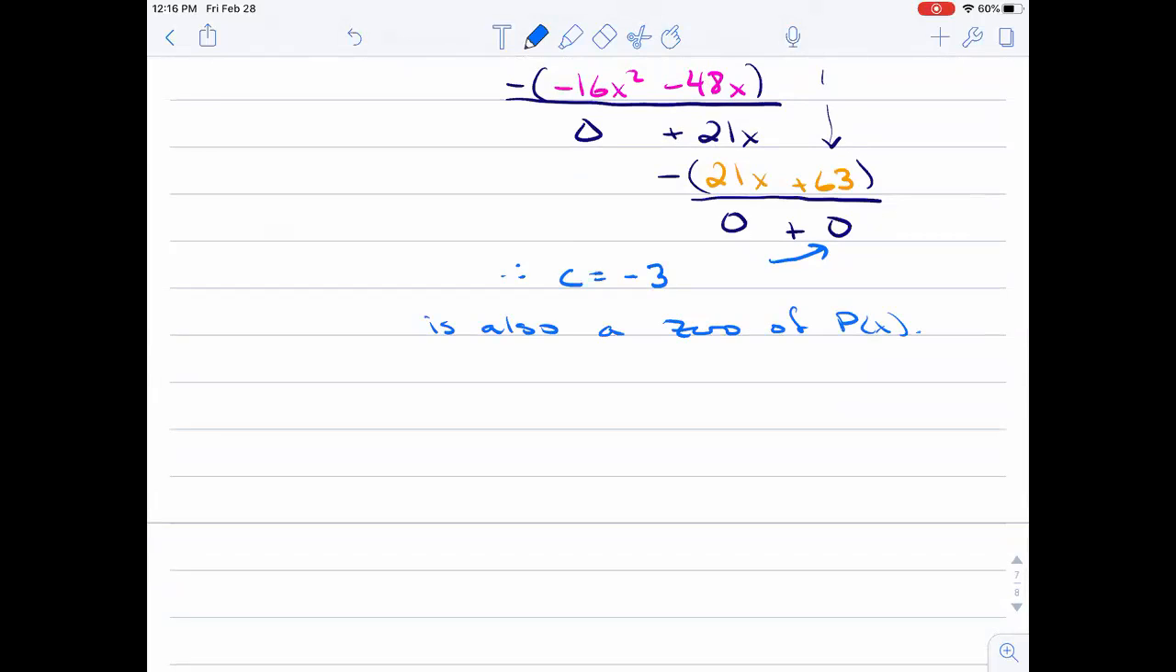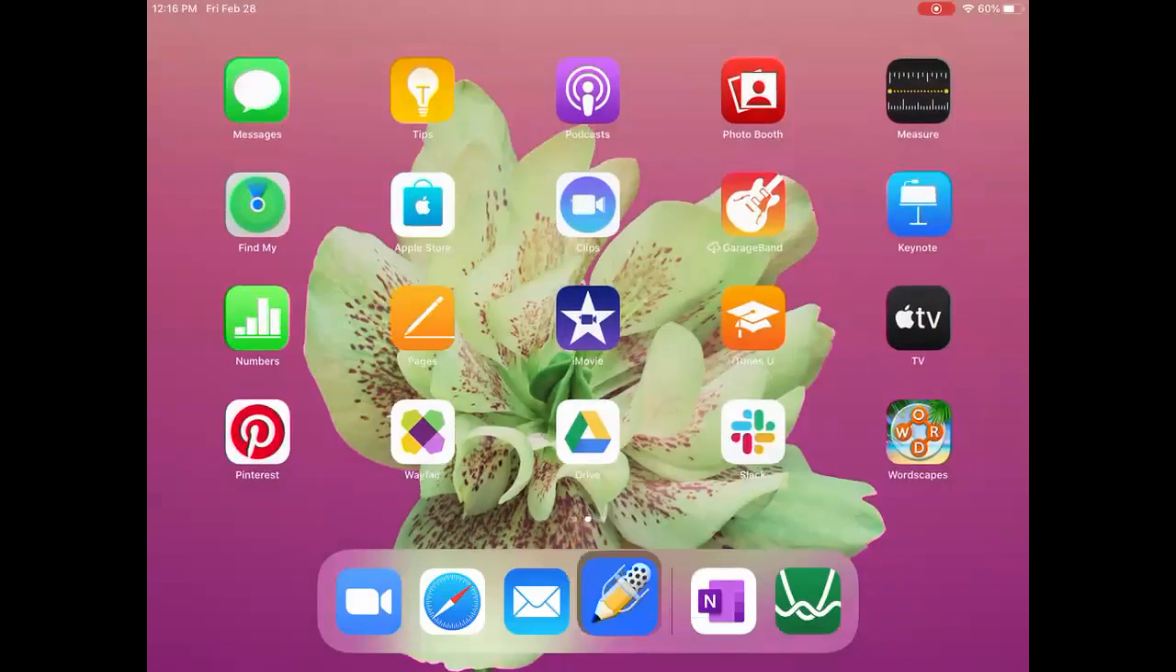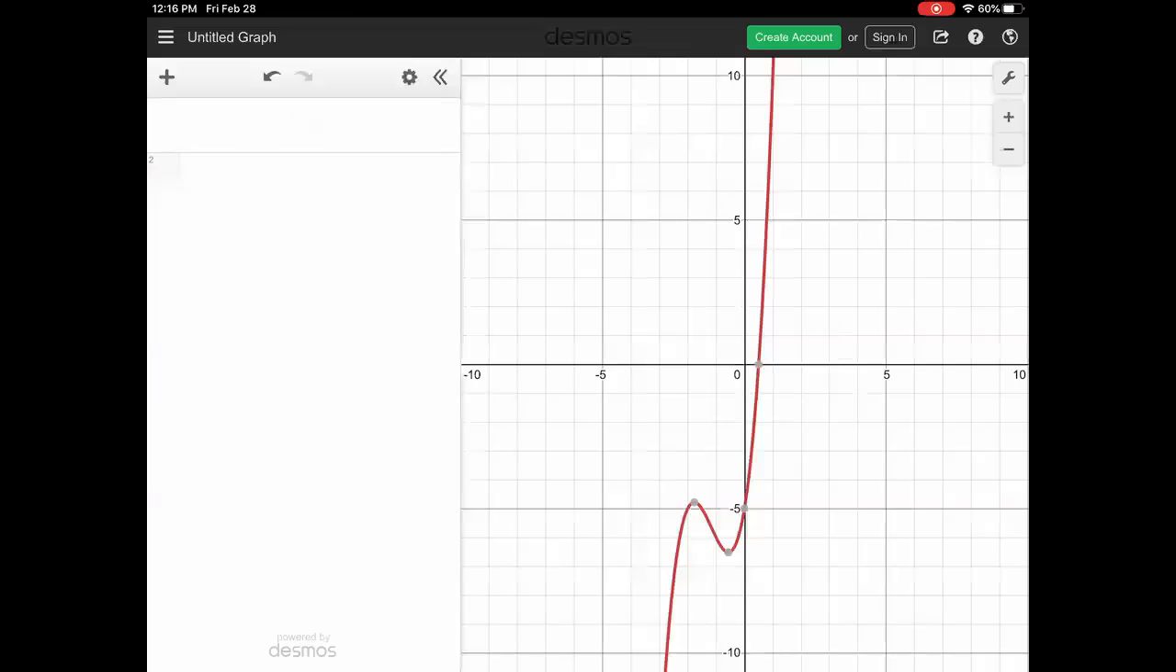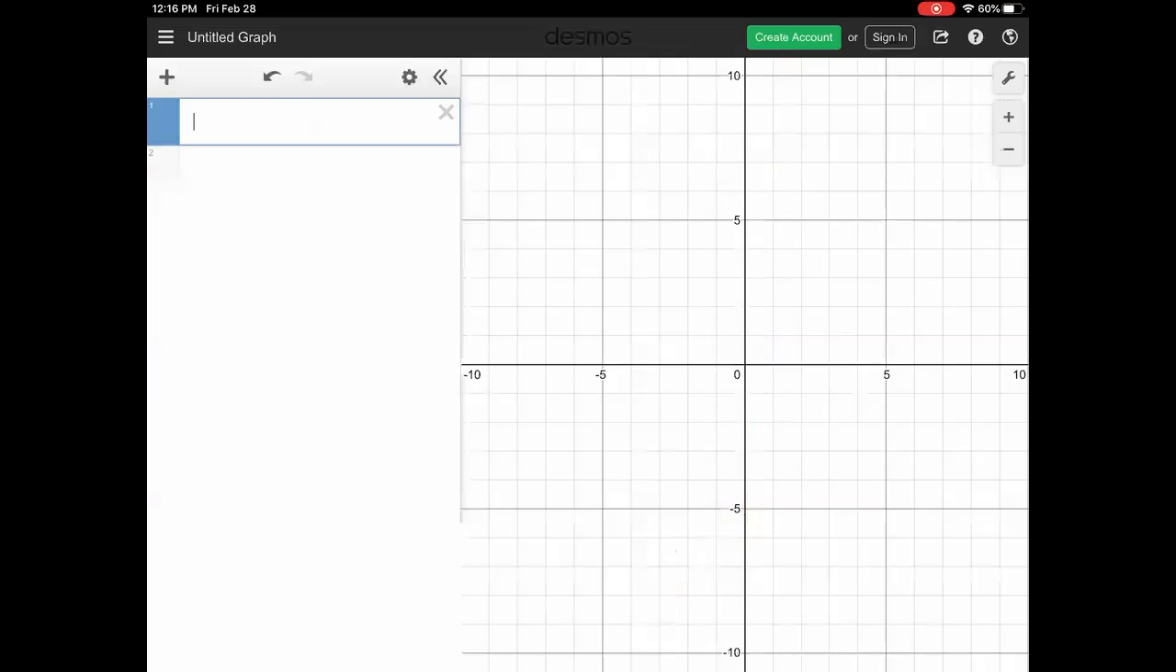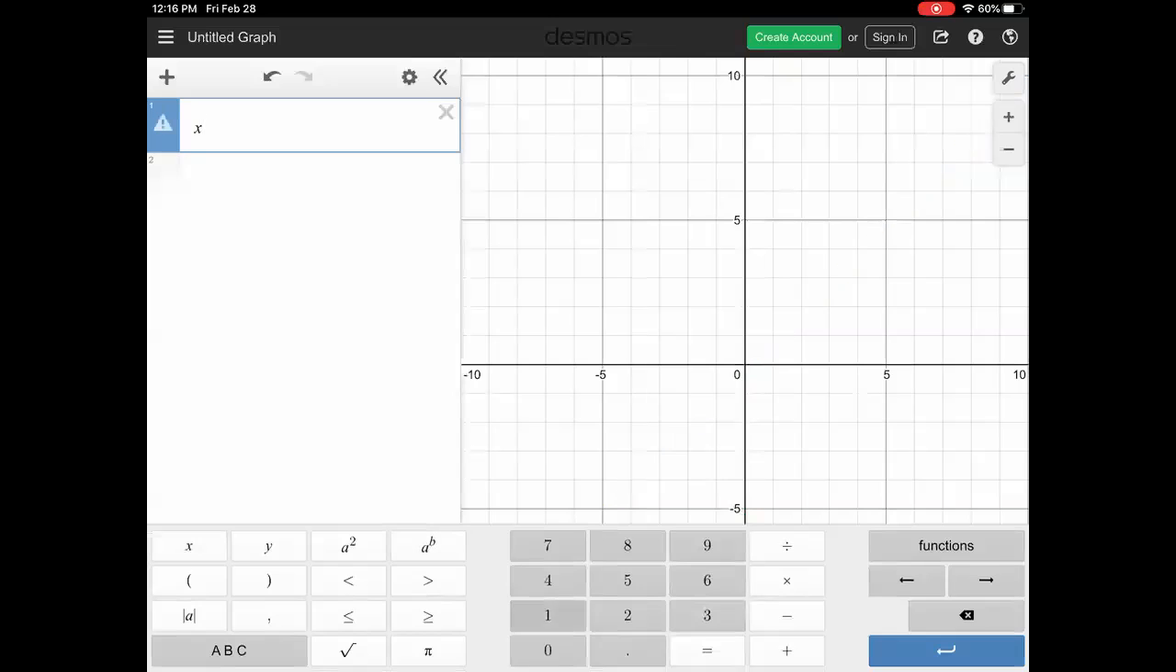Nice. We can check it in Desmos. Let's do it, because why not? What did we have? We had x to the power of 4. Oops, not 1. Haha. Back. No, back.